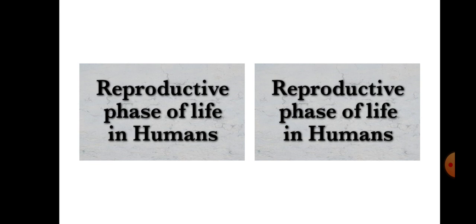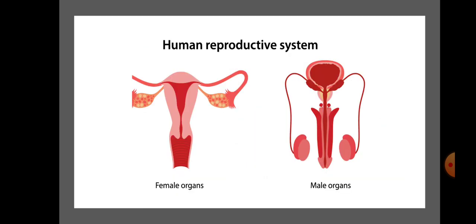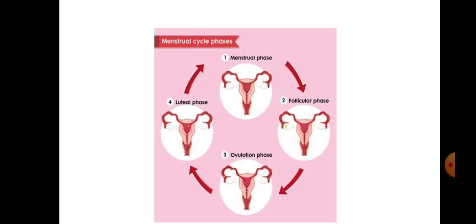The reproductive phase of life in humans is different for males and females. In humans, males and females become sexually active when they reach adolescence. At this stage of life, they become capable of reproduction. For males the testes, and for females the ovaries, begin to produce gametes.